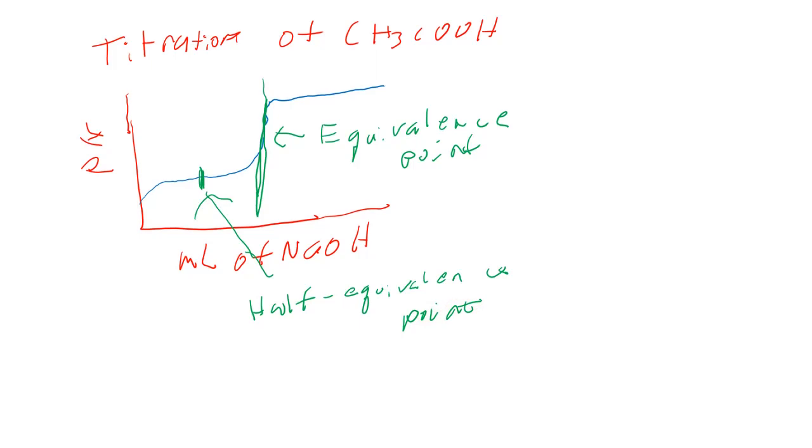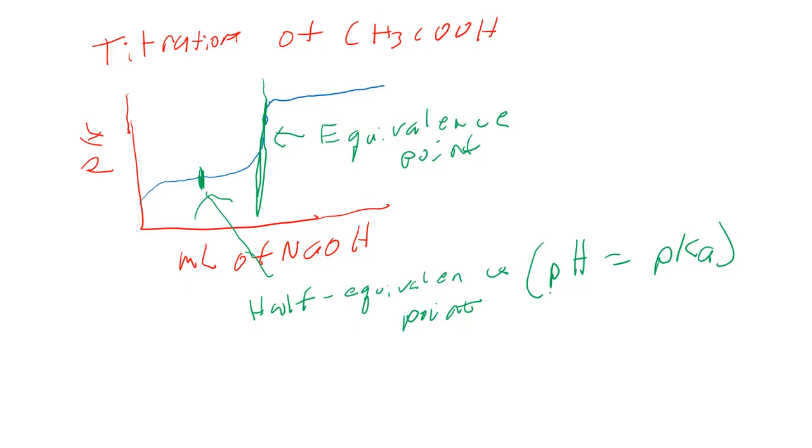Your pH at your half equivalence point is equal to the pKa. So on your graph, once you do this titration, you're going to find the equivalence point, and then you're going to find the half equivalence point. And the half equivalence point is where the pH at that point is equal to your pKa.